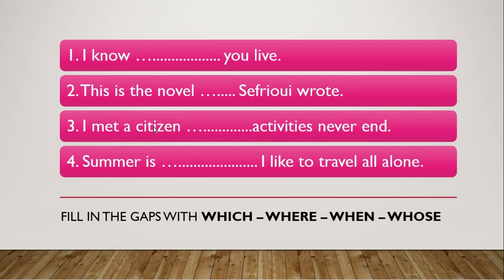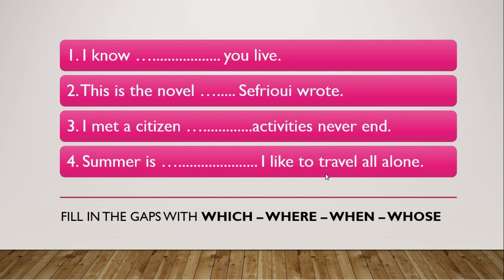Number three, I met a citizen, and we have here activities. It's not a verb, it's not a pronoun, it is a noun. So something to be possessed. I met a citizen whose activities never end. Number four, summer is a time, a period of time. So summer is when I like to travel all alone.